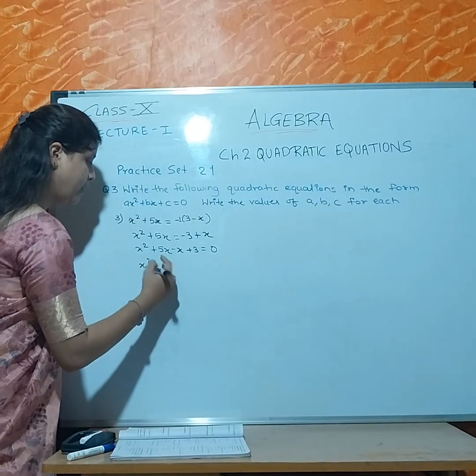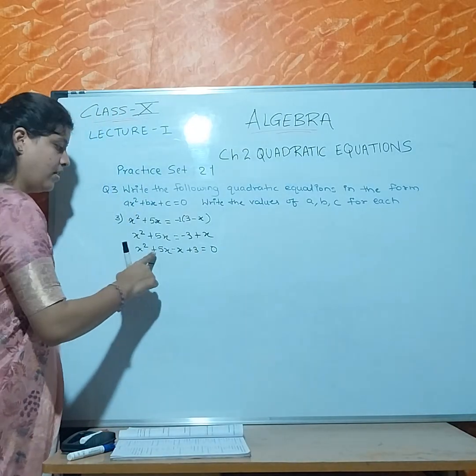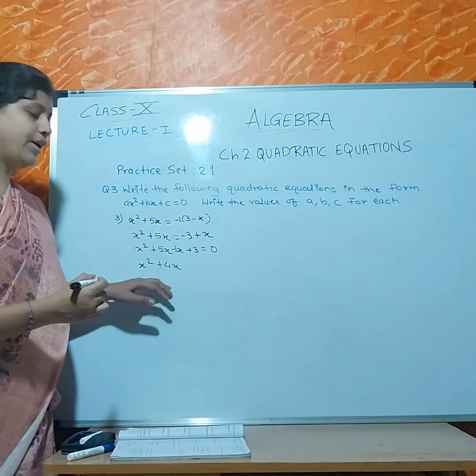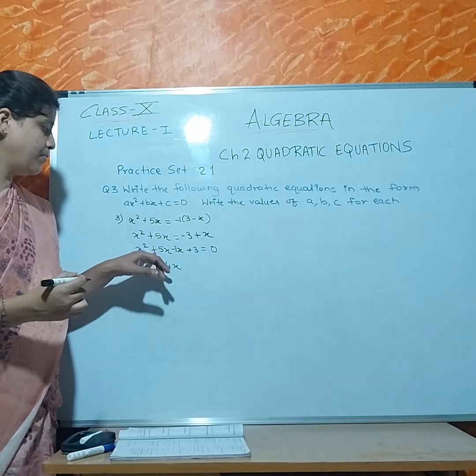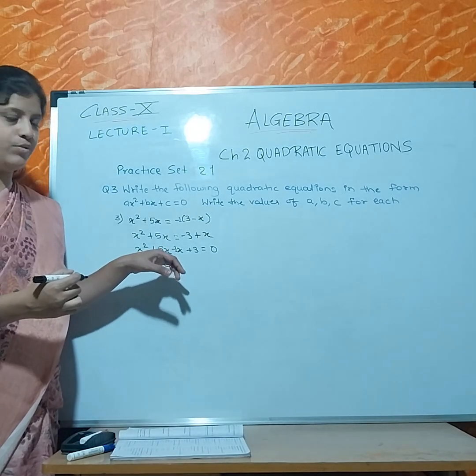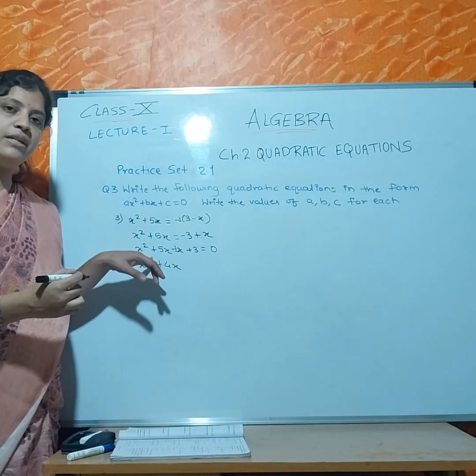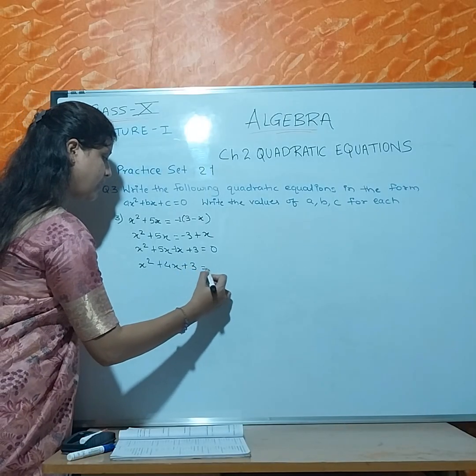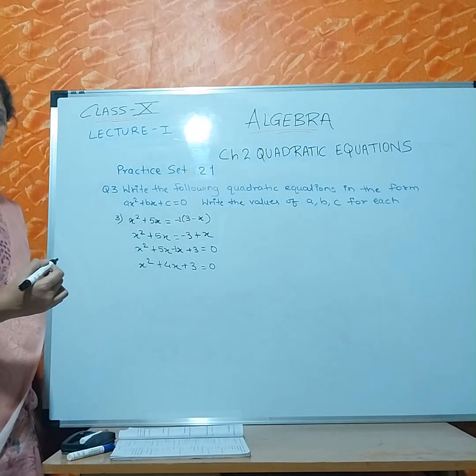So x square plus 5x minus x. So here nothing but it is 1. So 5 minus 1. So it is plus 4x. Why it is plus? Plus minus minus. 5 minus 1, 4. And bigger number sign plus. So plus 4x plus 3 is equal to 0. This is the required equation.